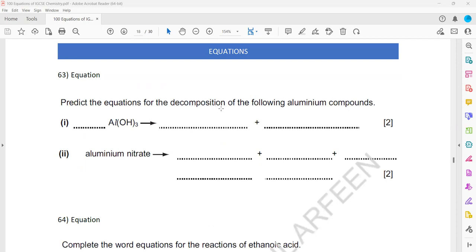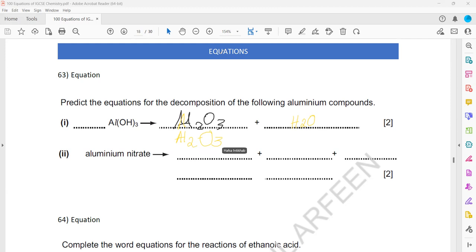Predict the equation for decomposition. So this is a thermal decomposition. Whenever a metal hydroxide decomposes, what are the products? Usually water and metal oxide. Sodium and potassium are stable to heat. So it will produce aluminum oxide. The aluminum oxide formula should be correct, that should be Al2O3 plus H2O.